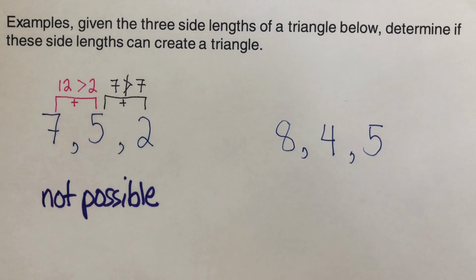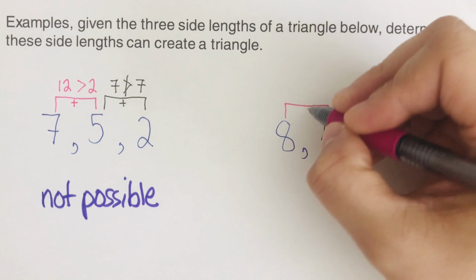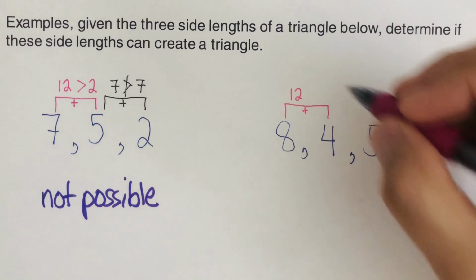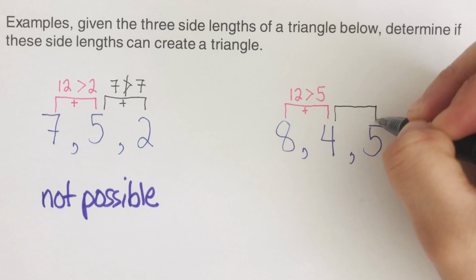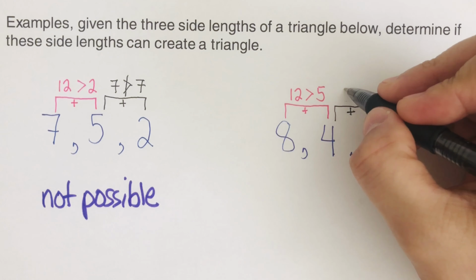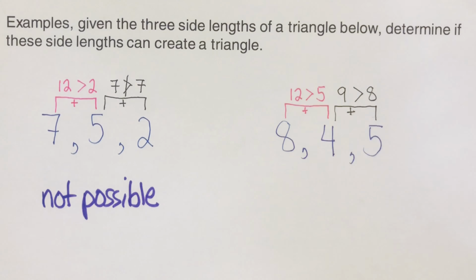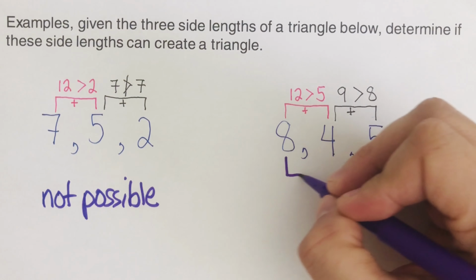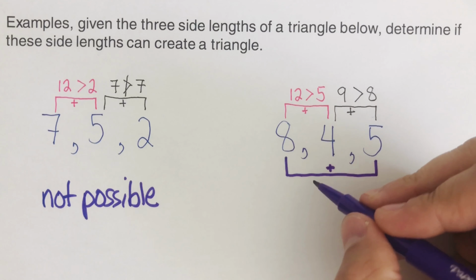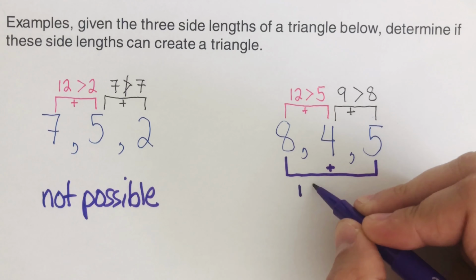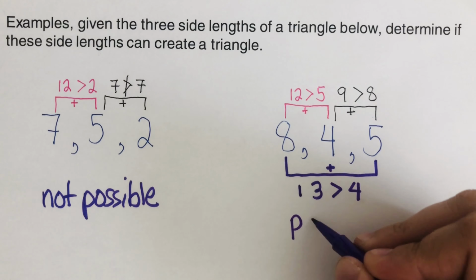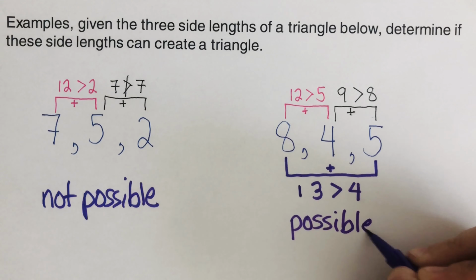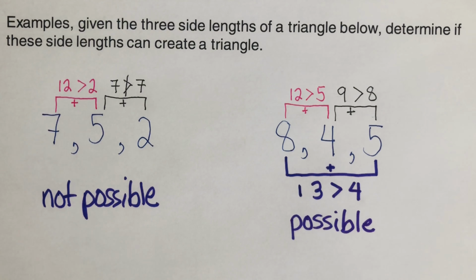Okay, let's go over this. Let's see what you got. 8 plus 4 is 12. Is that greater than 5? Yes, it is. Now let's have 4 and 5. 4 plus 5 is 9. Is that greater than 8? Yes, it is. Now let's have 8 plus 5. 8 plus 5 is 13. Is 13 greater than 4? Yes, it is. So this is possible. If we take these as the side lengths of the triangle, we should be able to create a triangle. 4 is not way too short. Did you get the same answer as this?